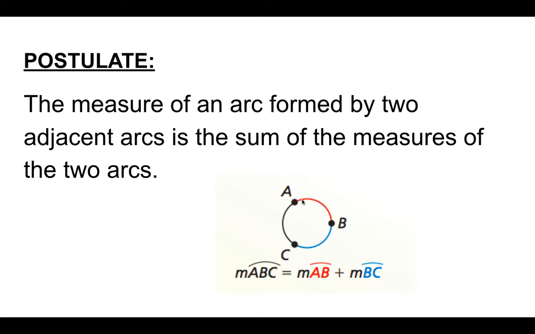So if, like I said, this arc was 120 degrees and this arc was 120 degrees, so if I knew from A to B was 120 and from B to C was 120, then I would know that from A to C, well, that would just be 120 plus the other 120, which would give me 240.